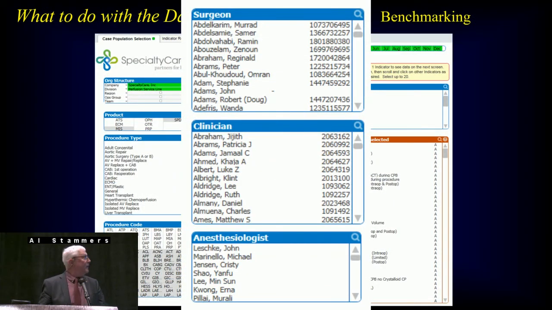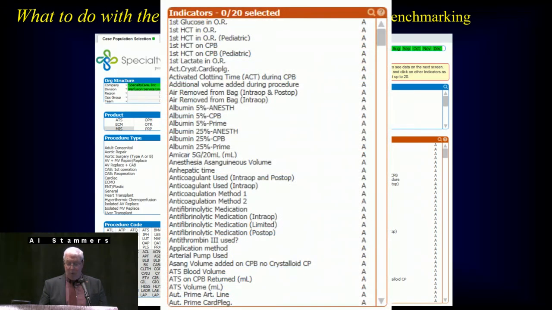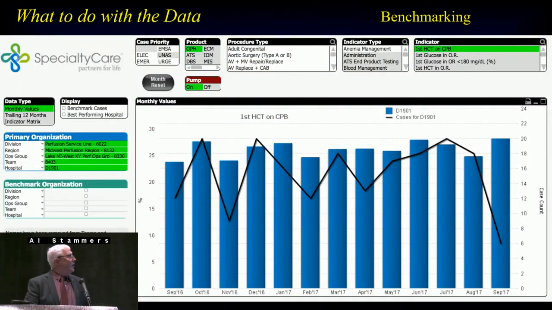We can do this by the surgeon, the procedure, or by any of the indicators that you happen to be measuring. And obviously, there are hundreds being performed, so it's very easy to pull up graphs when you have this type of information. Here's just first hematocrit on bypass for a particular hospital that's not identified.